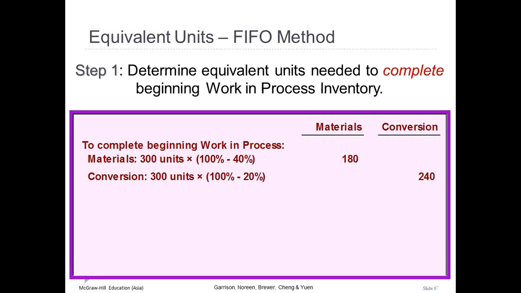The first step in the accounting process is to determine the equivalent units needed to complete beginning work in process inventory, which was 180 units for materials and 240 units for conversion. Recall that the units in beginning inventory were 40% complete as to materials, so we have to add 60% of the materials this month to complete the units. As to conversion costs, the units in beginning inventory were 20% complete, so we must incur 80% of the conversion costs this month to complete the units.